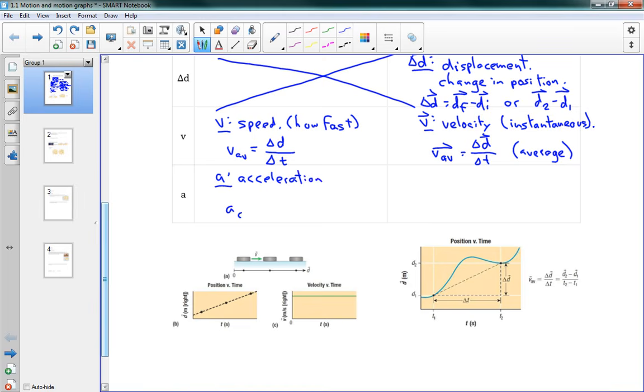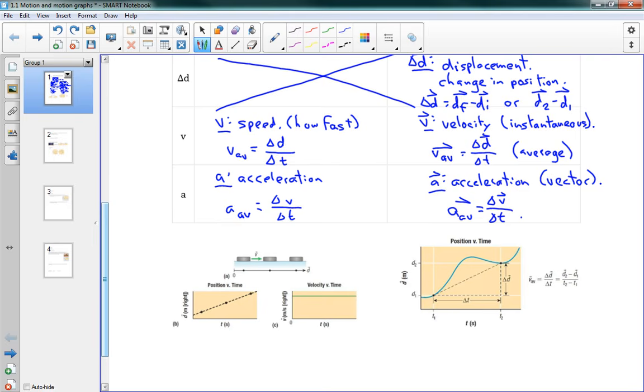And our average acceleration is equal to the change in speed over the change in time, delta v over delta t. And finally here we have vector acceleration, which we still just call acceleration. Notice it's the same name for the vector and the scalar when it comes to acceleration. But sometimes we'll say that it's vector acceleration. Okay, and our equation is, just like all the others here, the change in velocity over the change in time.